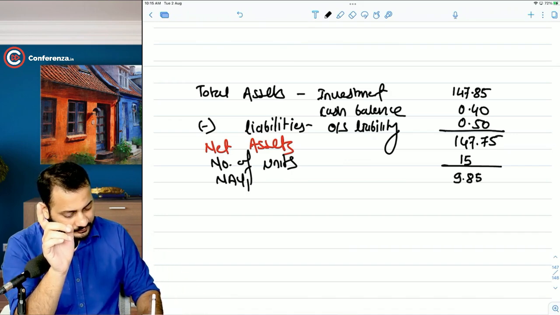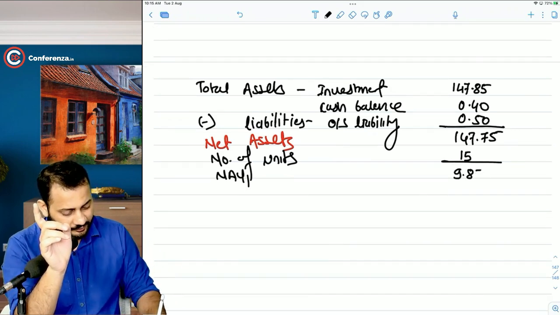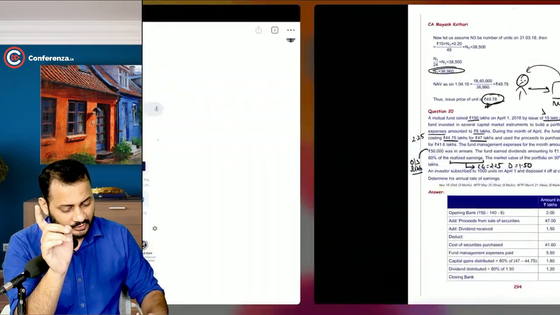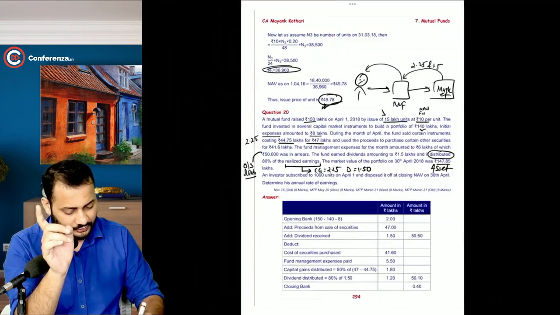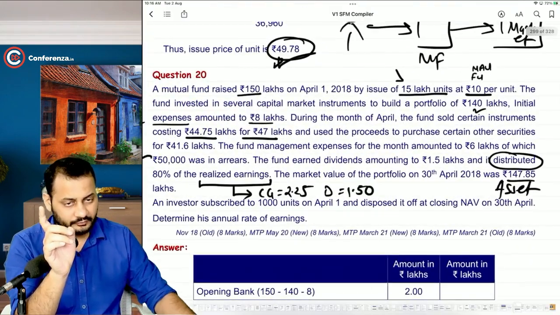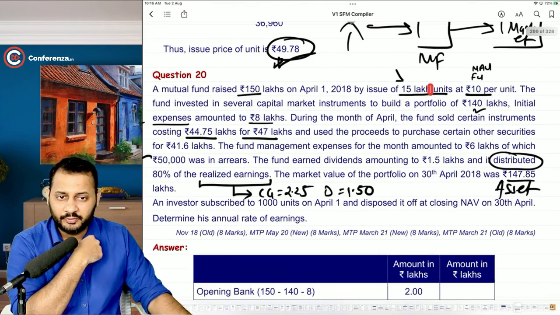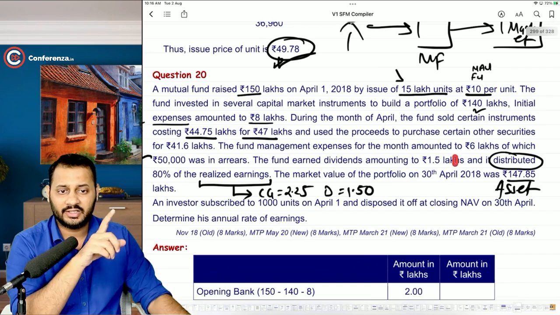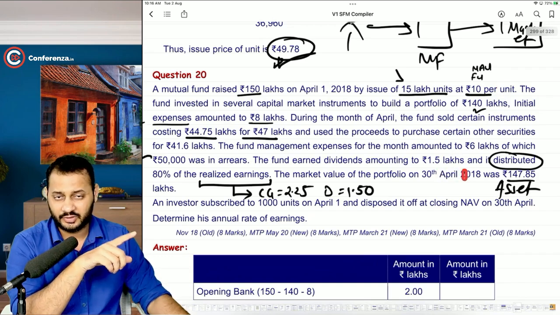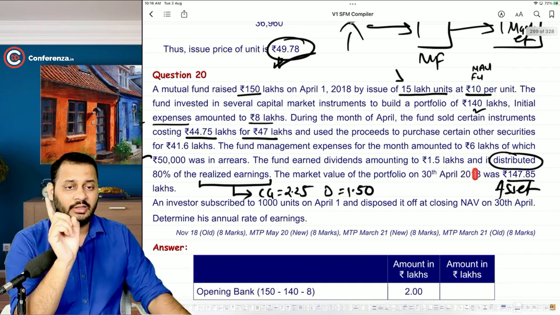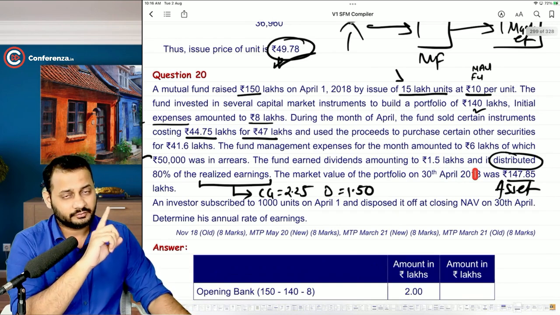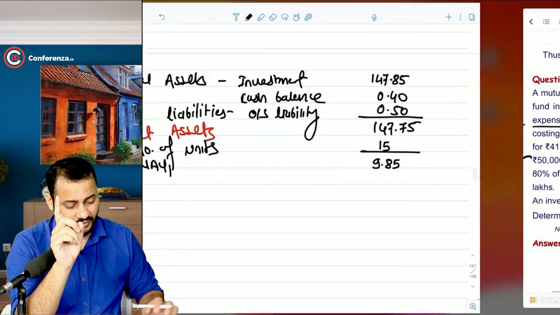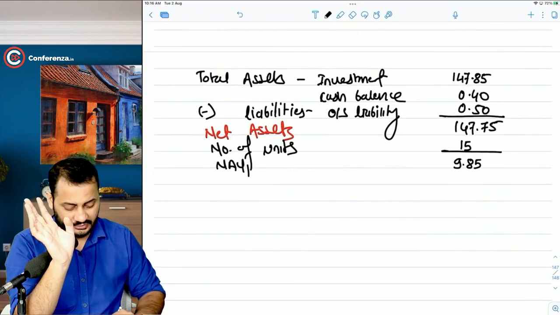So the NAV at the end, net asset value at the end, will be 9.85 rupees. So that's a loss of 15 paisa, we can say, because when we had issued all the units of mutual fund in the beginning of the month, it was at 10 rupees, and now at the end of the month, 30th April 2018, this is just 1 month, the mutual fund NAV is 9.85.